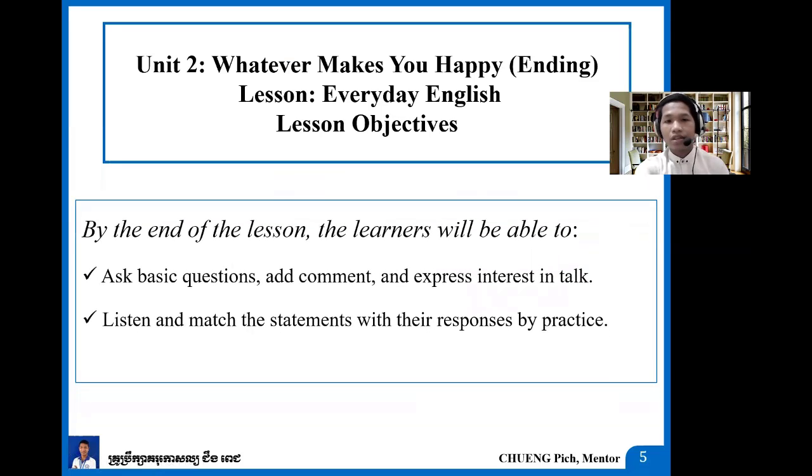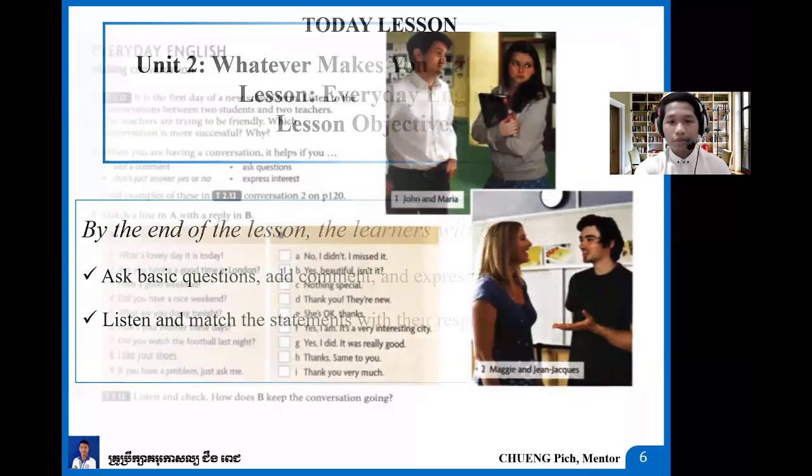So let's move to the lesson for today, as mentioned earlier, Everyday English. Here are the objectives of the lesson. By the end of this lesson, you will be able to ask basic questions, add comments, and express interest in talk. Another lesson objective is to listen and match the statements with their responses through practice. So please move forward.